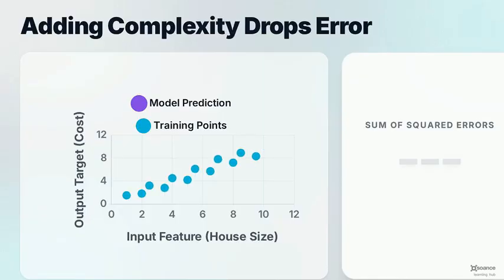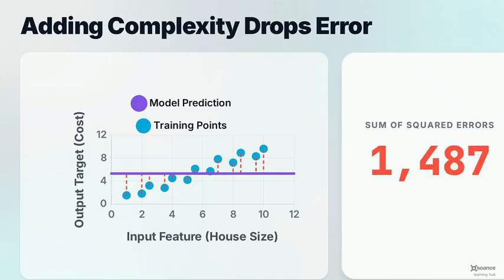Let's fit the simplest model to our cyan training points, a flat line with zero slope. We measure this model's failure by calculating the squared distance between our actual data and the line's prediction. The total error hits 1500.